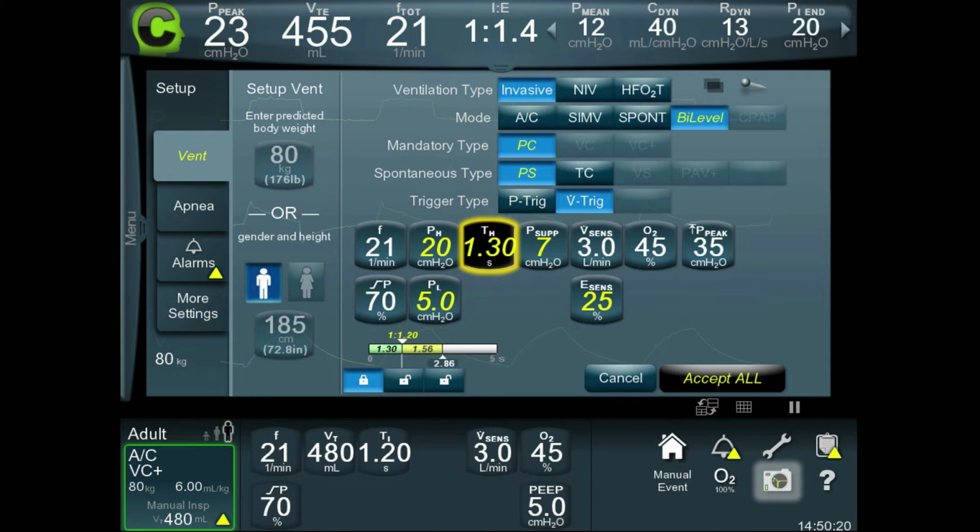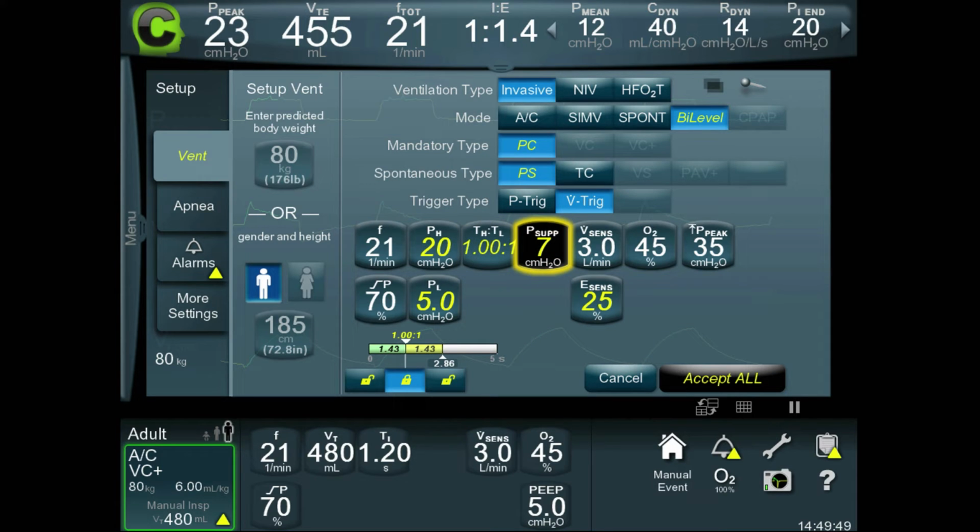There are, of course, other ways of setting inspiratory and expiratory time. This is the conventional way you do this in pressure control, where you set the time high, or the inspiratory time, and then you let the ventilator figure out the expiratory time based on the respiratory rate. Alternatively, you can set an expiratory time, and the ventilator will figure out the inspiratory time based on the expiratory time and the respiratory rate.